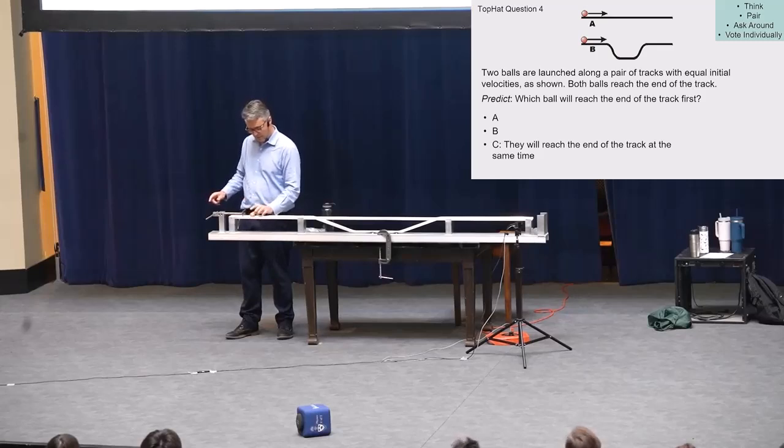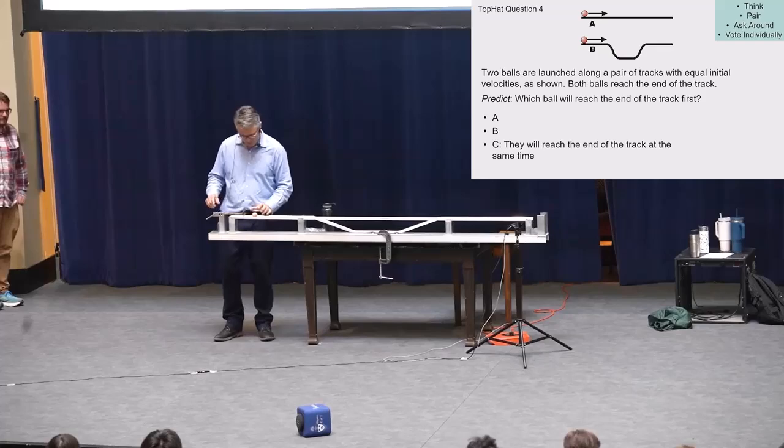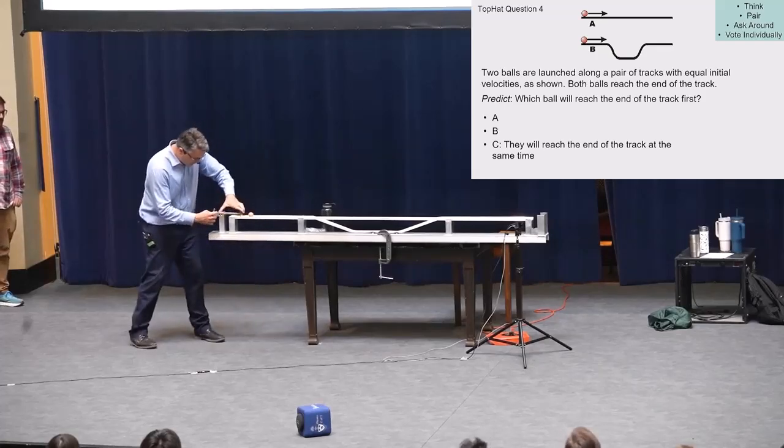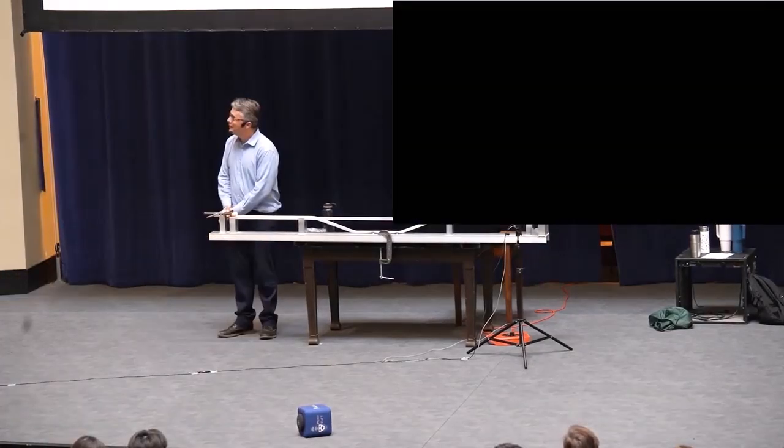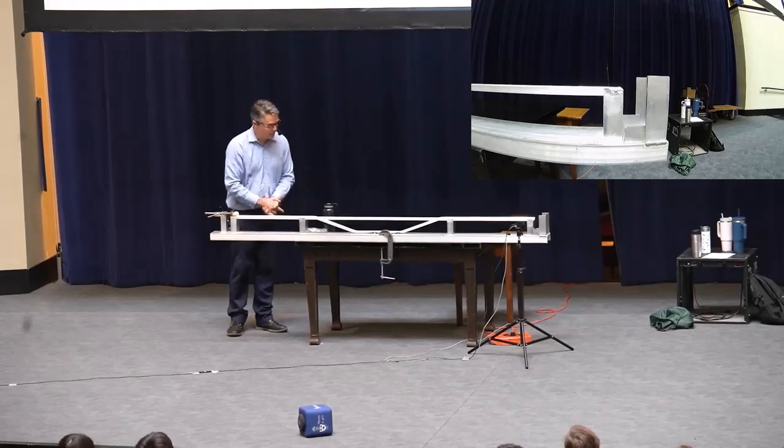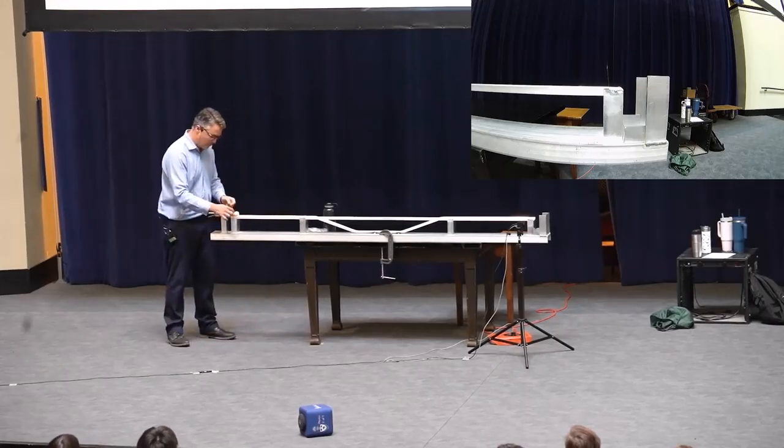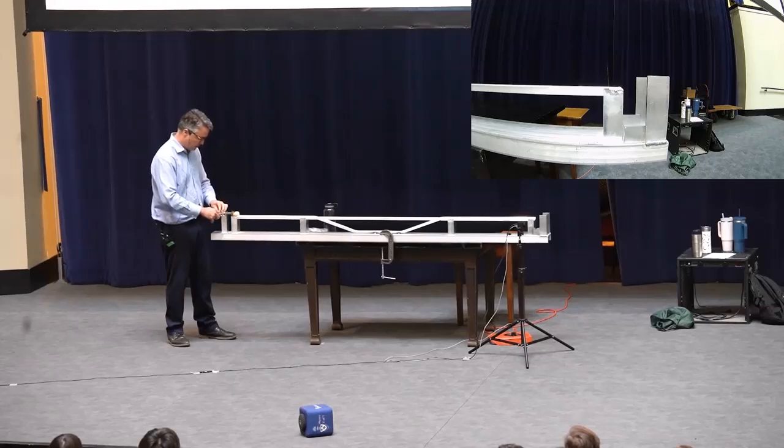And I put the pink one in front on A and then the white one on B. So we're going to load it up again. I think the video just shows the end of the track over there. But let's see. And remember, the pink one is A and the white one is B. Watch carefully. Go.